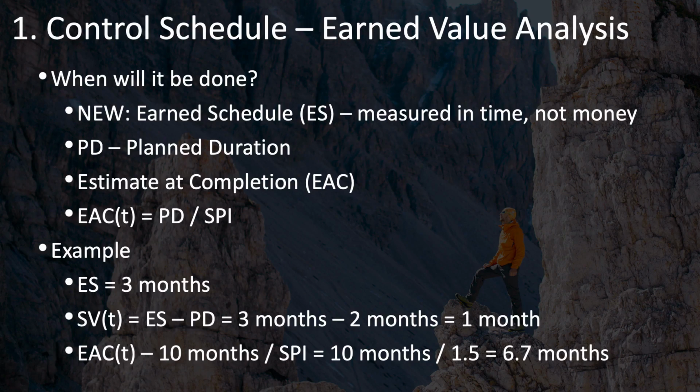However, this time let's do it in terms of time. In our example, our earned schedule is 3 months because that's how much work we've completed so far in just 2 months. So our schedule variance in terms of time is our earned schedule minus our actual time, which is 3 months minus 2 months, which equals 1 month. Our estimate at completion is 10 months divided by the schedule performance index, which is 10 months divided by 1.5, which gives us the 6.7 months.